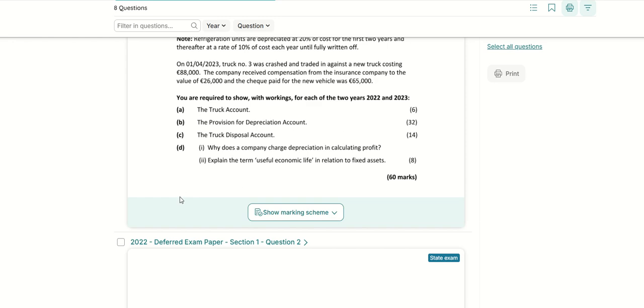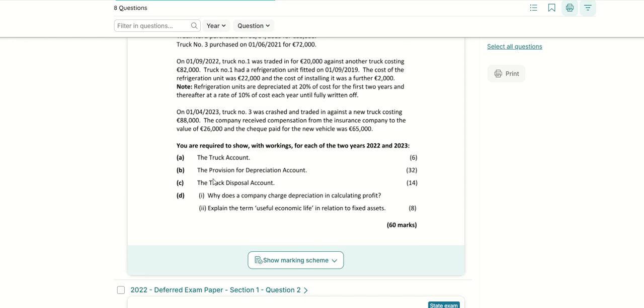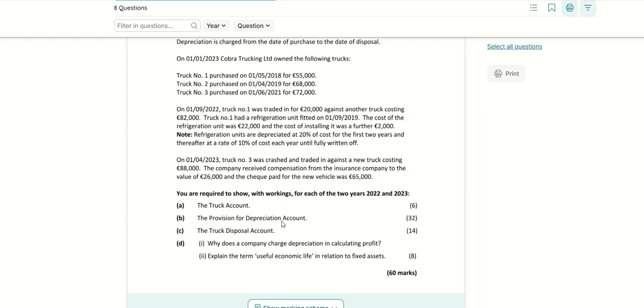Final thing then, guys, bit of theory. Why do companies charge depreciation in calculating profit, and explain the term useful economic life? Please learn your theory. I want you to get into the mindset of thinking that one sentence equals 1 mark. You have to write a lot in accounting to get the marks, and you have to use financial literacy and good use of financial language, and link it to the question above. For example, this company, Cobra Trucking Limited, has a 5-year useful economic life in relation to its trucks. So you'd get a mark for that, hopefully.